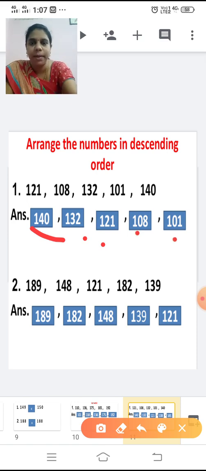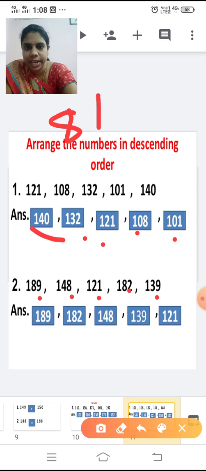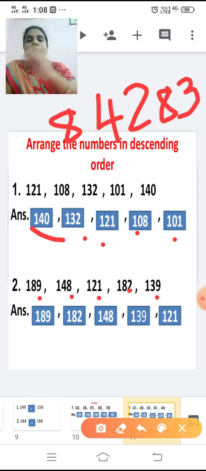Shall we move on to the next one? 189, 148, 121, 182, 139. Now tell me children, which is the biggest number out of these? See the digit at the hundreds place. All the numbers are same. So 1 we have. So move on to the tens place. First number we have 8 in the tens place. Second number we have 4. Next 2. Then 8. Then 3. Right. Now tell me which is the biggest one?